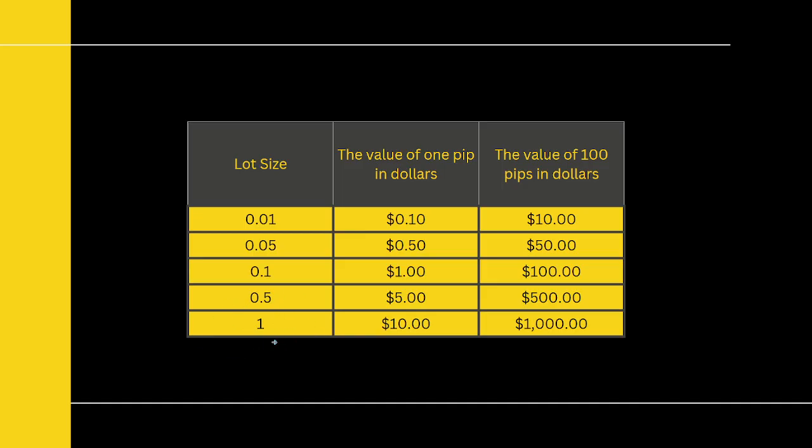One lot is 100,000 units of an asset's price. Okay, keep that in mind. In this table, we're trying to identify the value of one pip in dollars and the value of 100 pips in dollars compared to the lot size. If you open a trade with one lot size, this means that each pip the price moves, depending of course on whether it's moving against you or alongside you, you lose or win $10 per pip. And that is considered a big position.